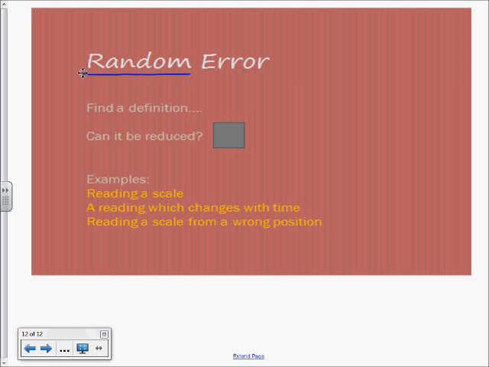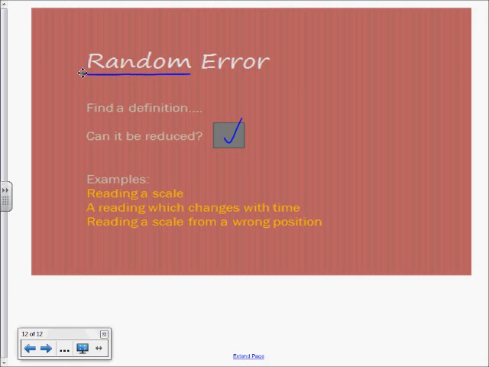Can random uncertainty or error be reduced? The answer is yes, it can. If you repeat an experiment and take an average of your results, it is possible to reduce the error. So effectively the pendulum experiment that you've already done, timing the oscillations of a pendulum, by timing 20 oscillations and doing it twice and taking the average, it actually reduces the random error.